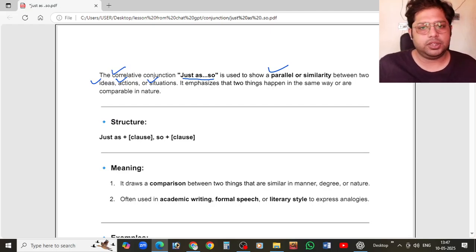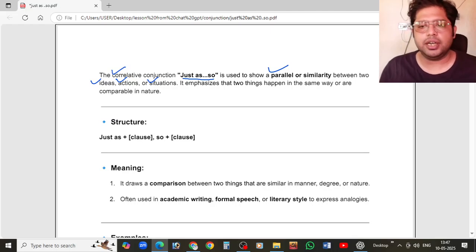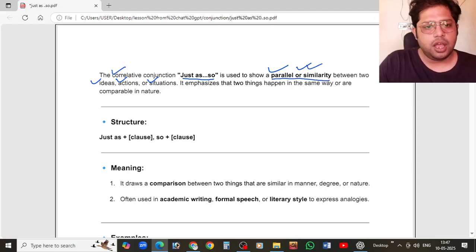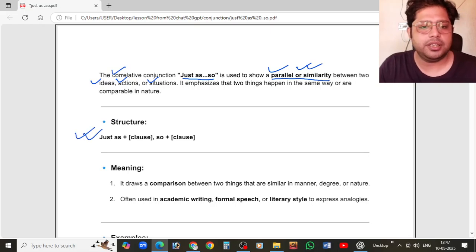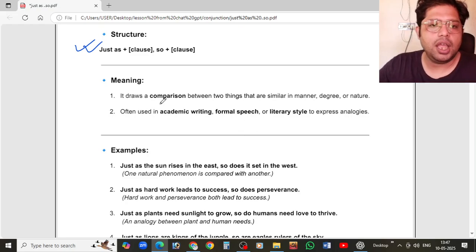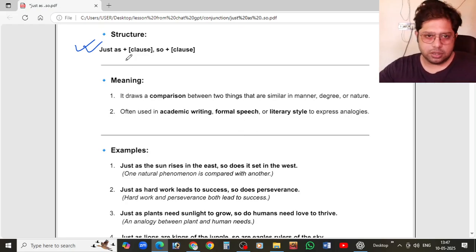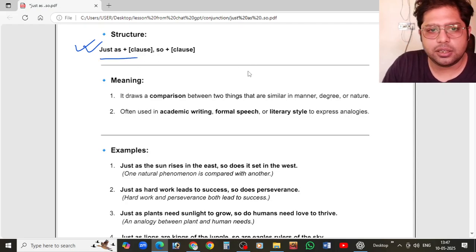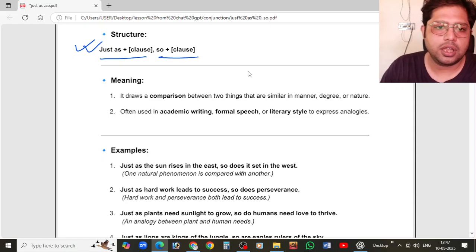The first definition says a parallel similarity, I mean we have to compare two things, two events which are parallel or similar in nature. It is a structure, and I have prepared this sheet by using ChatGPT. You can see here that the structure says: just as plus clause, comma, so plus clause.